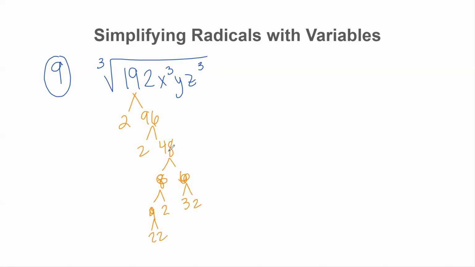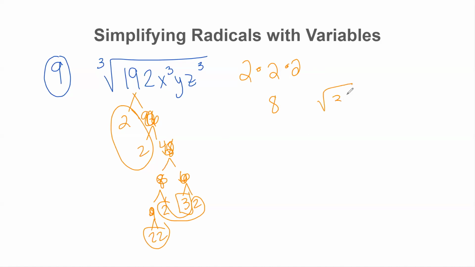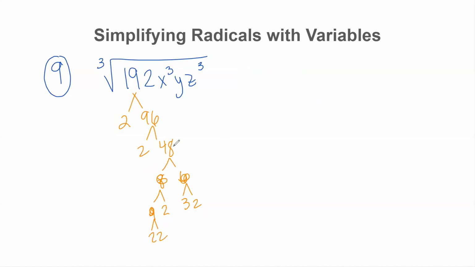Only looking at the primes: partner, partner, and 1 more partner. So 3 2s outside, so that would make 8. Multiply them together. And this 3 is lonely. So back in. Oh, no, not partners. I did it wrong.